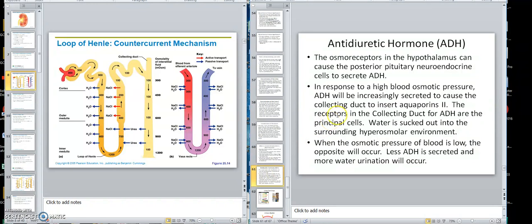So what's the major thing that's doing it? Antidiuretic hormone. The osmoreceptors in the hypothalamus can cause the posterior pituitary neuroendocrine cells to act. Now, in the posterior pituitary there are two nuclei. One does the ADH, also called vasopressin, and the other does oxytocin. But those cells are neurons, but they do endocrine work. The osmoreceptor can cause the posterior pituitary neuron to secrete ADH, antidiuretic hormone.